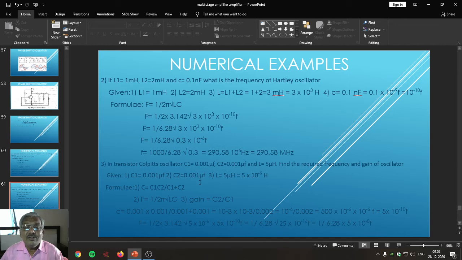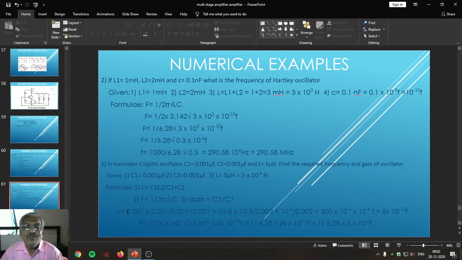Formula used in Colpitts oscillator: we know that C1 and C2 are connected in series, so we have to calculate the equivalent capacitor, and that capacitor C is given as C is equal to C1 C2 upon C1 plus C2. For frequency, F is equal to 1 upon 2 pi square root LC, and gain is equal to C2 upon C1.